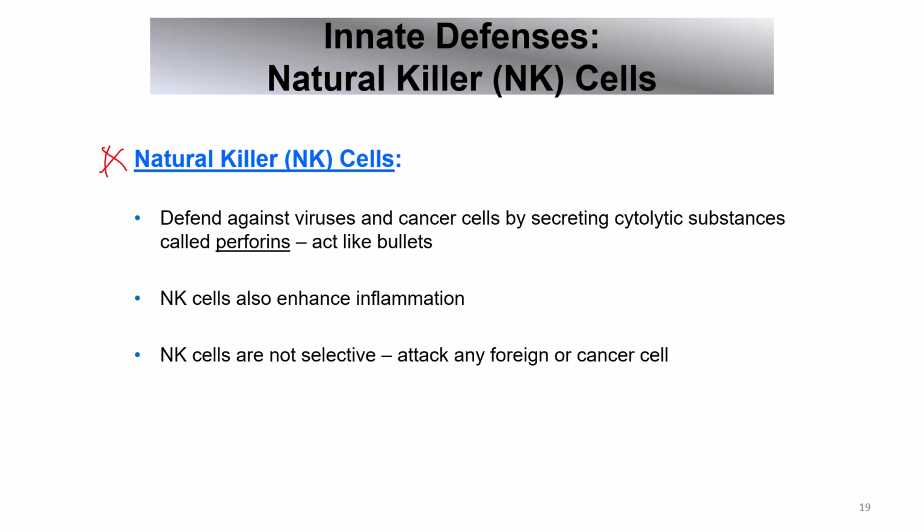Okay, so now this one is a cell though. Natural killer cells. These go after anything that's foreign in our body. Now, they also make these special substances called perforins that also act like bullets. We can underline above secreting, just so you know that perforins are made by these cells. Now, natural killer cells also enhance inflammation. And here it's saying this as well. Natural killer cells are not selective. They go after any foreign cell, but they're also able to go after cancer cells.